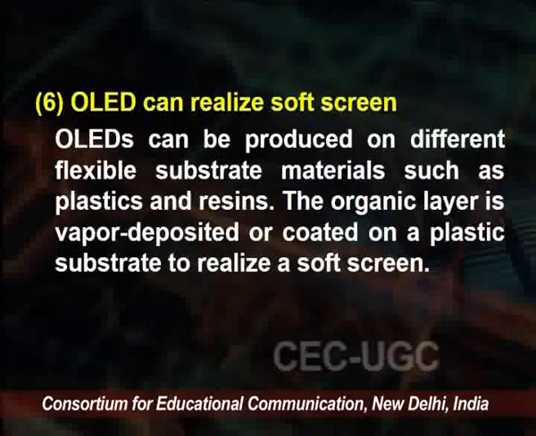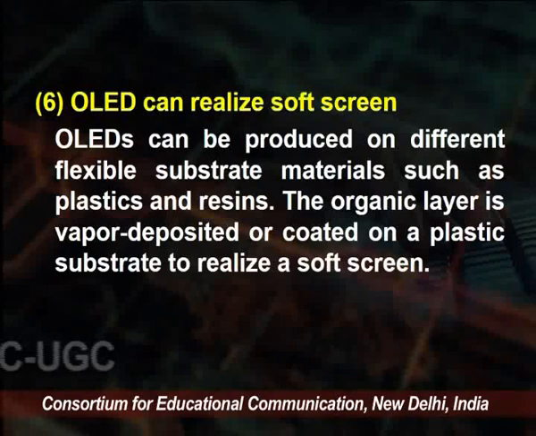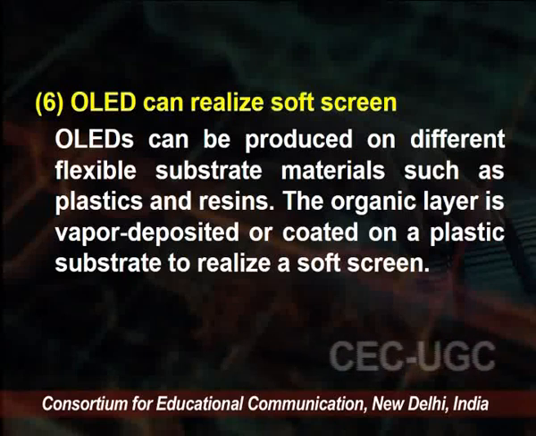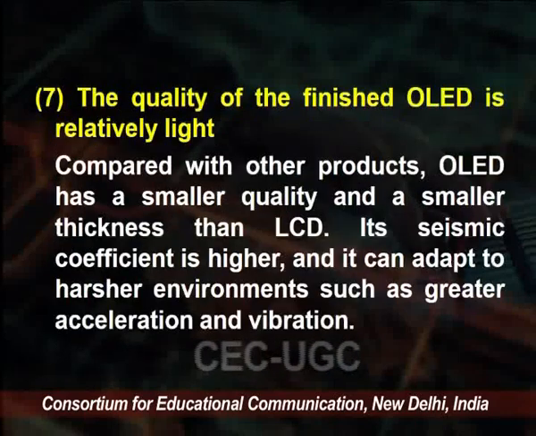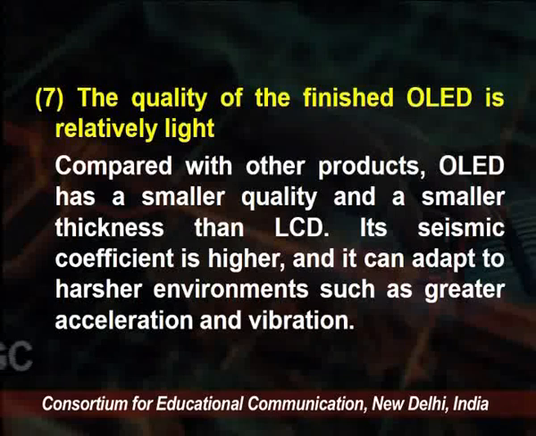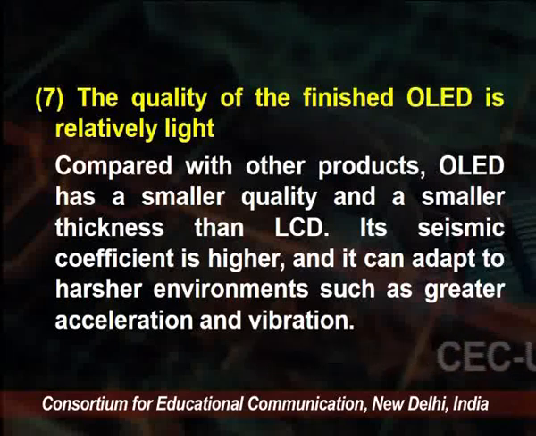Another important point is that OLED can realize a soft screen, and nowadays we have foldable screens. A flexible substrate is used for development of the OLED, and the organic layer is vapor deposited or coated on the plastic substrate to realize a soft screen. Another important characteristic is that the finished OLED is relatively light. Compared with other products, OLED has a smaller weight and smaller thickness than the LCD. So there are many applications of the OLED in the commercial field.